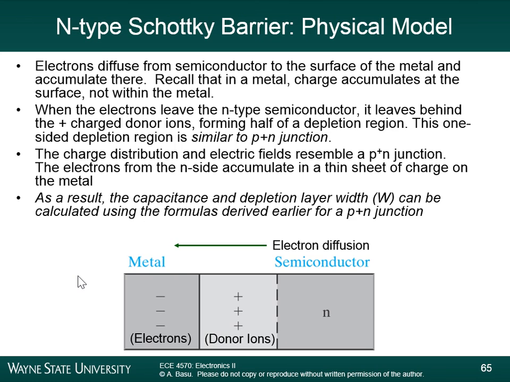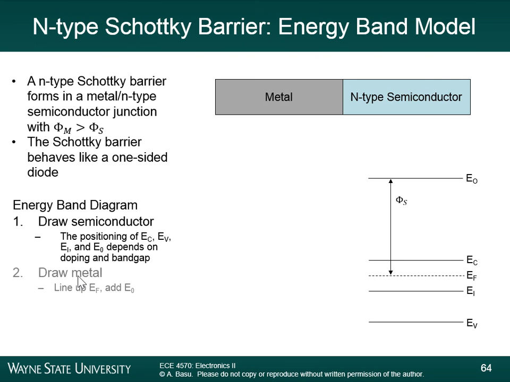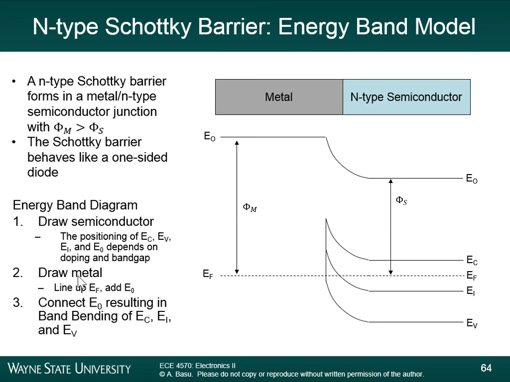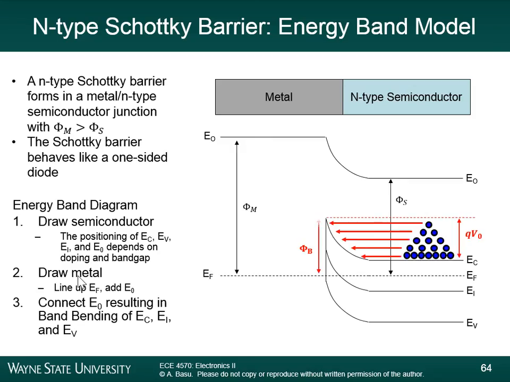No, the reason for it, well, the metal actually has a high concentration of electrons. So Andrew's question is a very good one. Andrew's question was, why do the electrons diffuse from the semiconductor to the metal when the metal already has a very high concentration of electrons? We always say diffusion happens from high to low concentration, right? The answer to that question actually has to do with the energy band diagram.